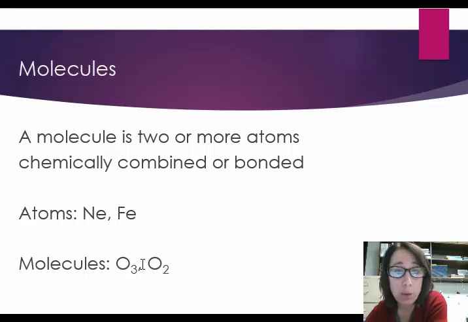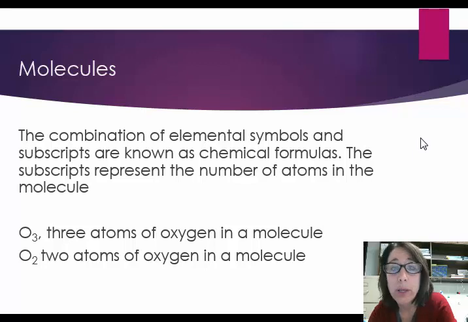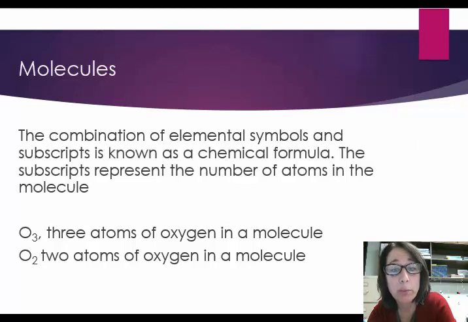We express molecules by chemical formulas. The formula for ozone, a type of oxygen, is capital letter O, subscript 3, while the chemical formula for the oxygen we breathe is capital letter O, subscript 2. The combination of elemental symbols and subscripts is known as a chemical formula.